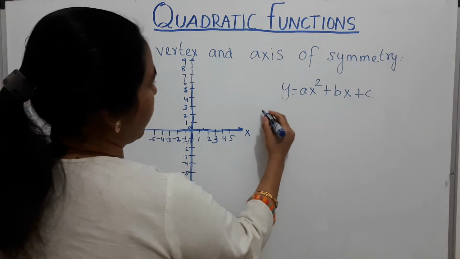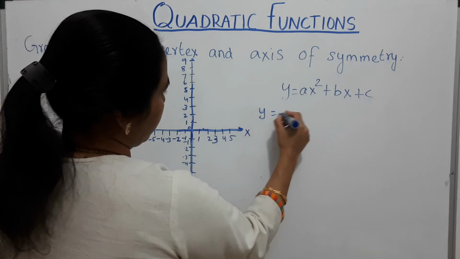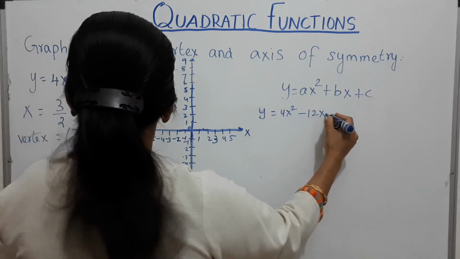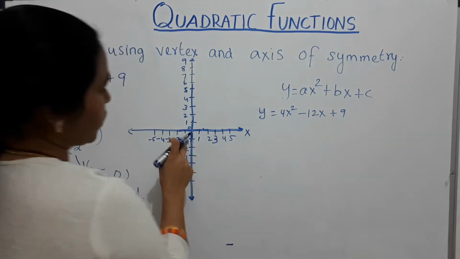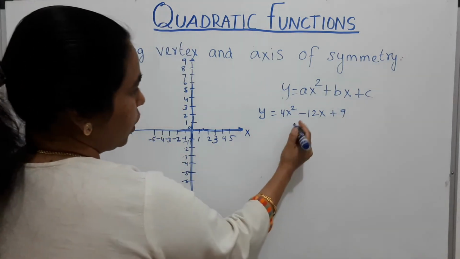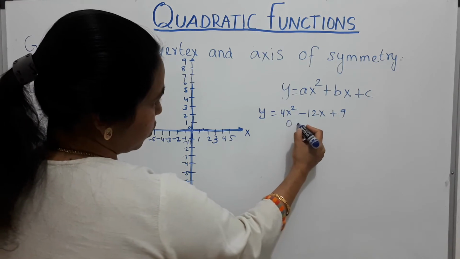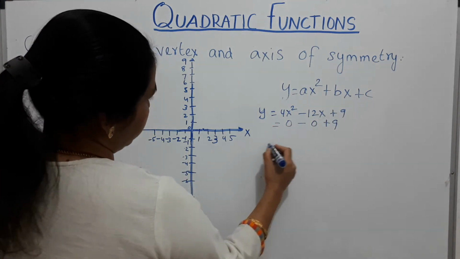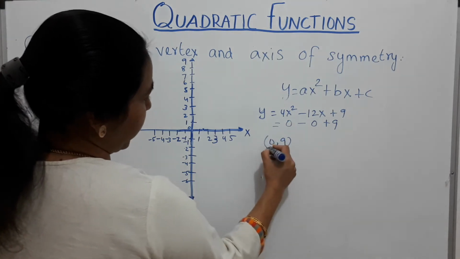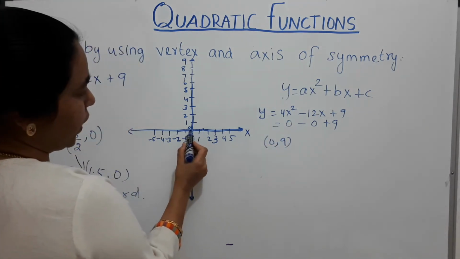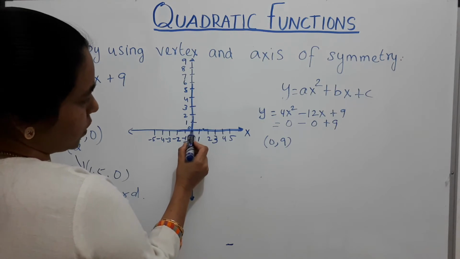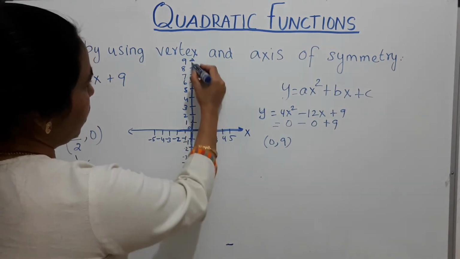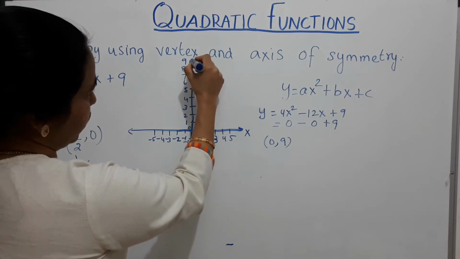So when you substitute, y is equal to 4x square minus 12x plus 9. In this case, when you substitute the value of x as 0, these two terms will be 0. So 0 minus 0 plus 9. So the point is 0 and 9. Here you moved 1.5 and you got 0. For that, the point is 0 and 9, so 0 and the y value is 9 here. So you can plot that.